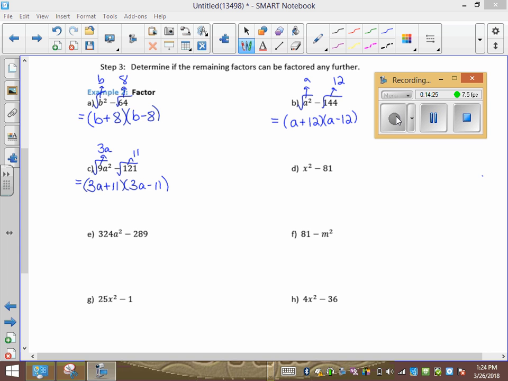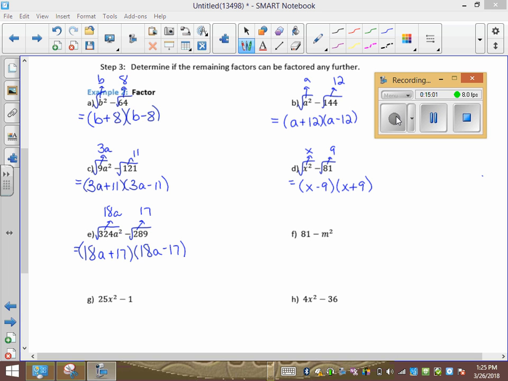X squared and 81. Square root of x squared is x. Square root of 81 is 9. So you're going to be left with x minus 9, x plus 9. If you did x plus 9, x minus 9, you're still fine, right? It doesn't matter as long as they are opposite signs. Square root of 324 is 18a. Square root of 289 is 17. So you get 18a plus 17, 18a minus 17.